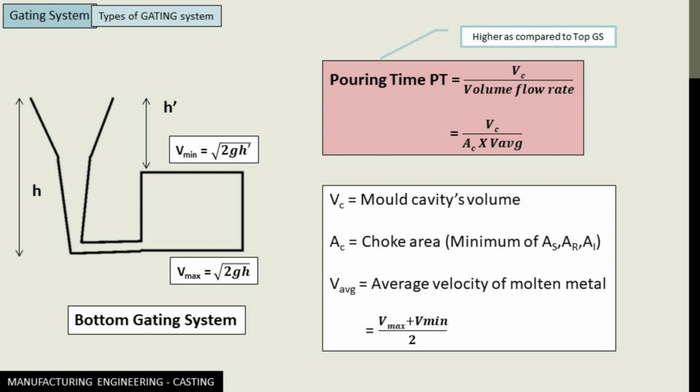The pouring time in such type of gating system, in bottom gating system, is higher as compared to the top gating system, because here velocity reduces overall, because we are taking average velocity, not the maximum velocity.